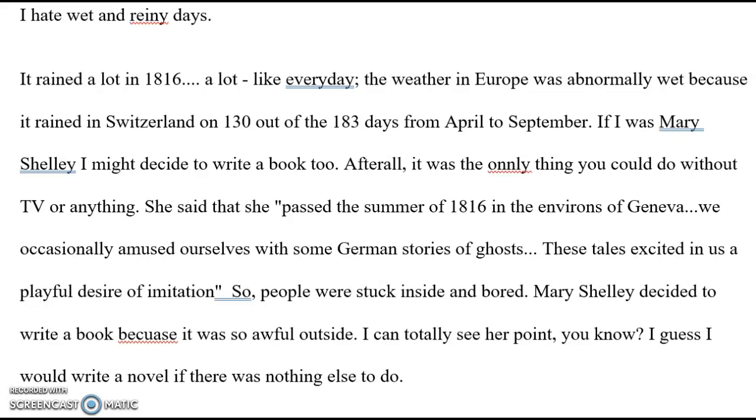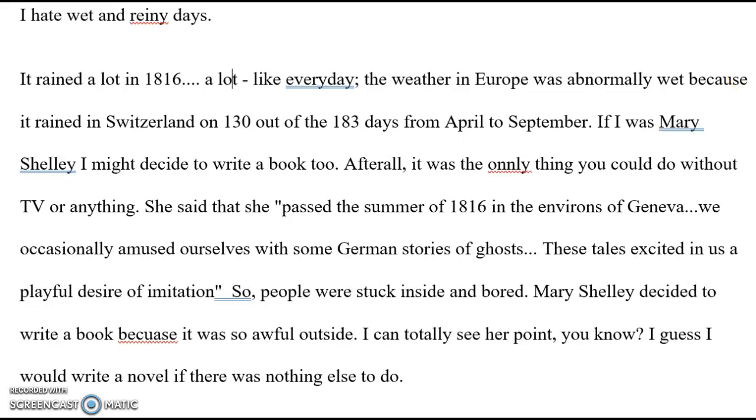She said that she passed the summer of 1816 in the environs of Geneva. We occasionally amused ourselves with some German stories of ghosts. These tales excited us in a playful desire of intimidation. So people were stuck inside and bored. Mary Shelley decided to write a book because it was so awful outside. I can totally see her point, you know. I guess I would write a novel if there was nothing else to do.